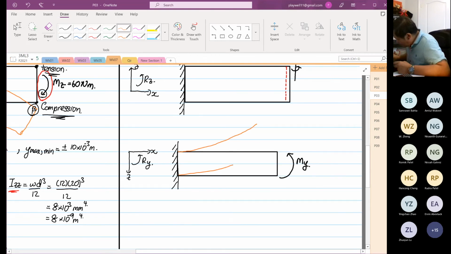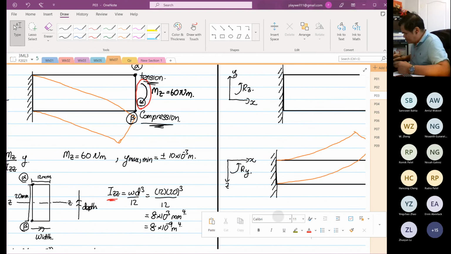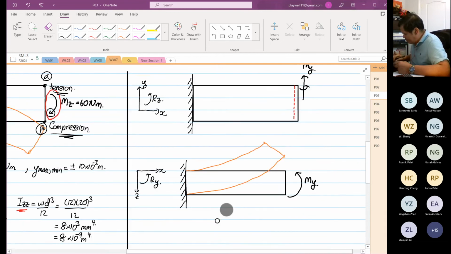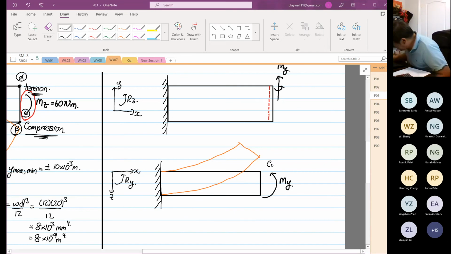So when you draw your orientation, make sure your deformation is either a smiling face or a sad face. It cannot be into the page. If not, you cannot apply. You cannot apply what? This is compression. This is tensile. You cannot apply that now. So now you know.